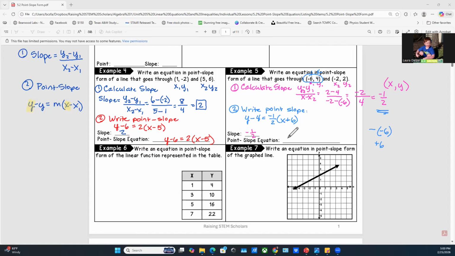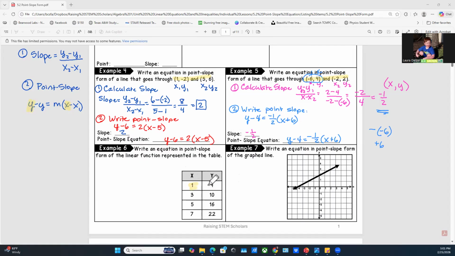So we can go ahead and write that down here in this blank. Y minus 4 equals -1/2 (x plus 6). All right. Now, these two problems up here, they gave us the 2 points. Like they gave us this and they gave us this. Okay. This one, they're not giving us anything. They're not giving us a slope or points, except for when we look at here, these are all points.